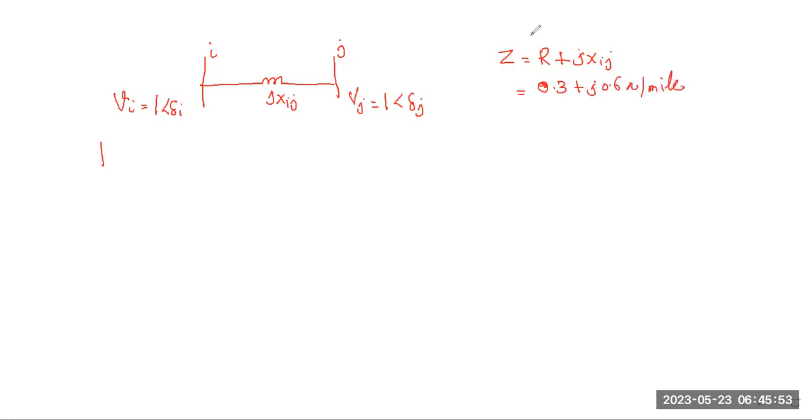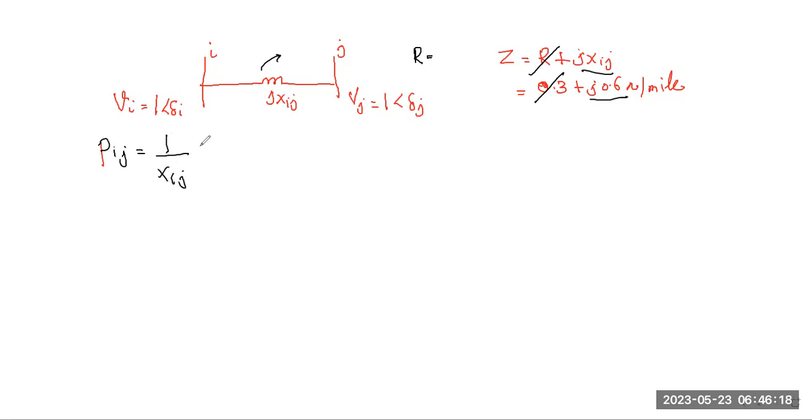But in the DC load flow, the R part is not there. Only this part is there. This is the assumption, that we don't consider any R part. No R part will be considered.